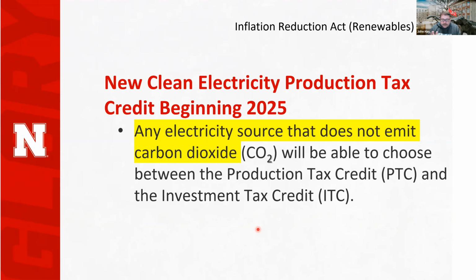And so wind and solar will still qualify. But if a coal-fired power plant, for example, was able to capture its carbon dioxide and sequester it in geological storage, it might be able to access the credit as well. So if that technology of carbon capture and storage becomes feasible, they're going to incentivize it as well. We'll see how much that happens.